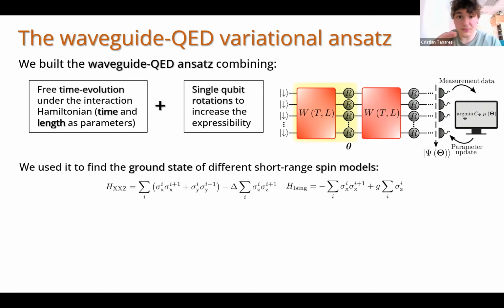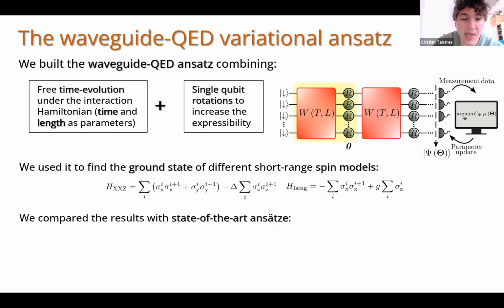What we do in this first paper is that we use this waveguide-QED ansatz to find the ground state of different short-range spin models, for example the XX model or the Ising model. We benchmark the accuracy of our calculation using the fidelity between the optimized state and the actual ground state, which we can calculate numerically easily because the systems are very small.